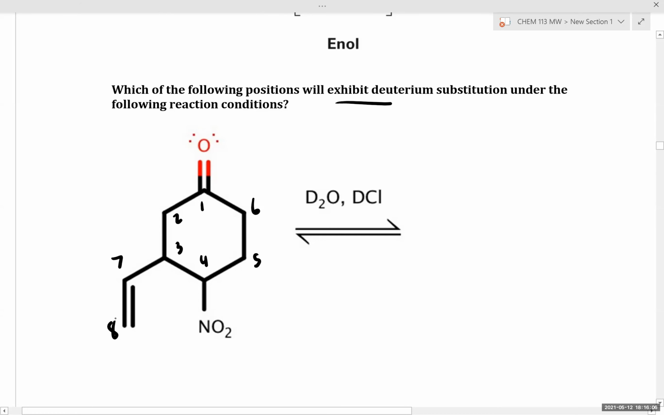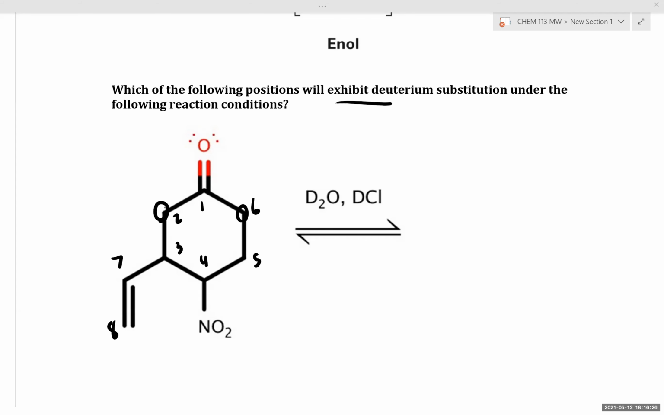So we have students indicating positions 2 and 6. Yes, these are alpha positions relative to a carbonyl. Any other positions, any other acid labile positions in this molecule?